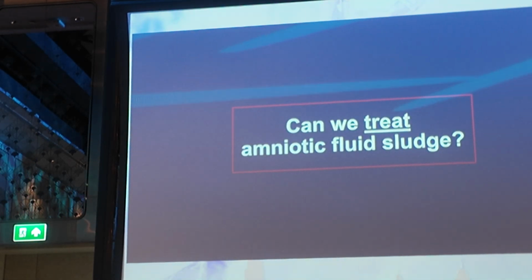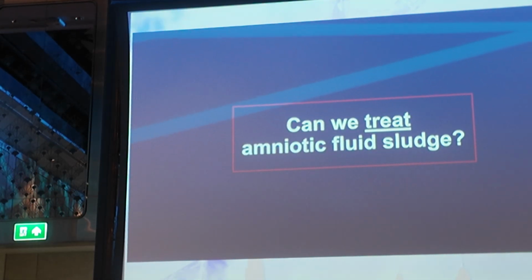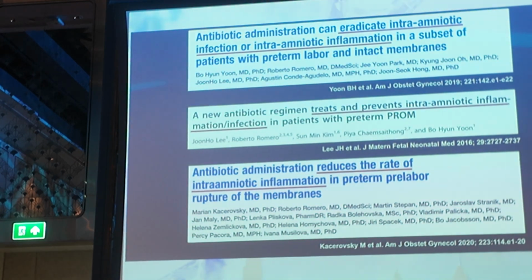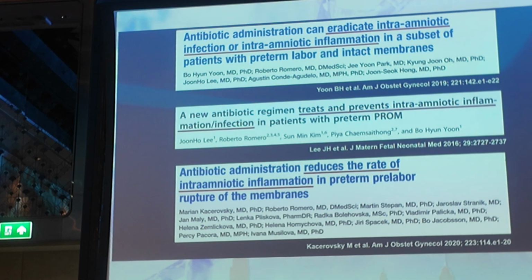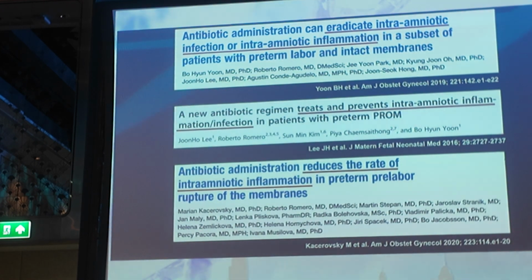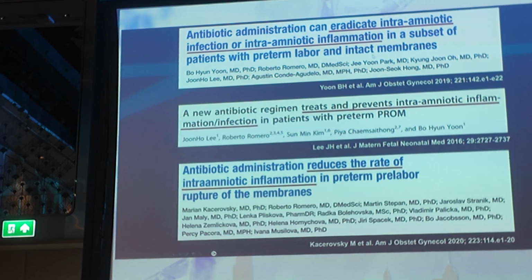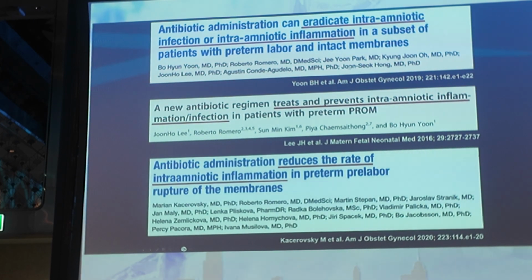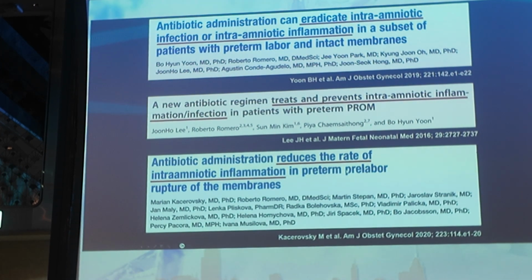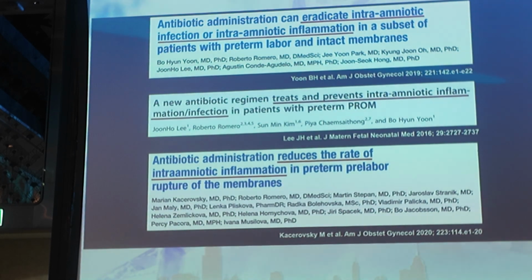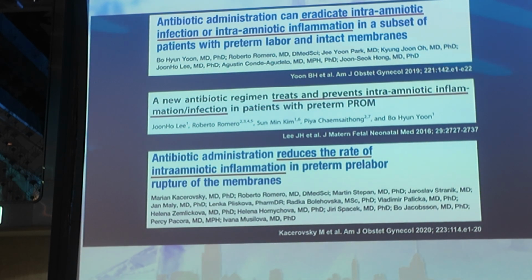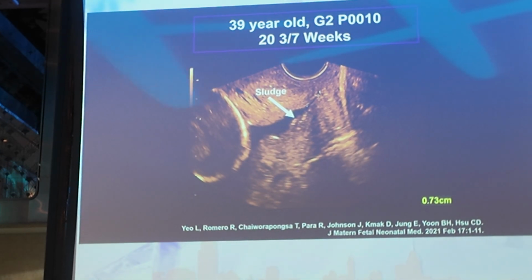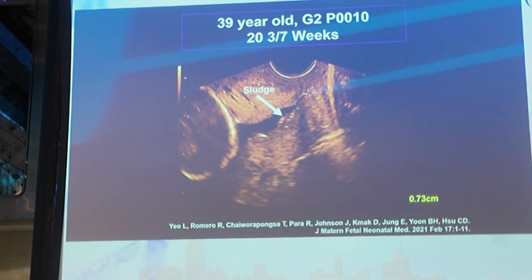Now, what you are asking, what a patient probably wants to know, is can we treat sludge? Well, here you have different papers. In the literature, some people claim that you can treat sludge. We have been able to eradicate intraamniotic inflammation once we have diagnosed it, even in patients with sludge. We have also been able to eradicate it in patients with premature labor and intact membranes, not in preterm PROM. Now, I'm going to show you a case that is very illustrative.